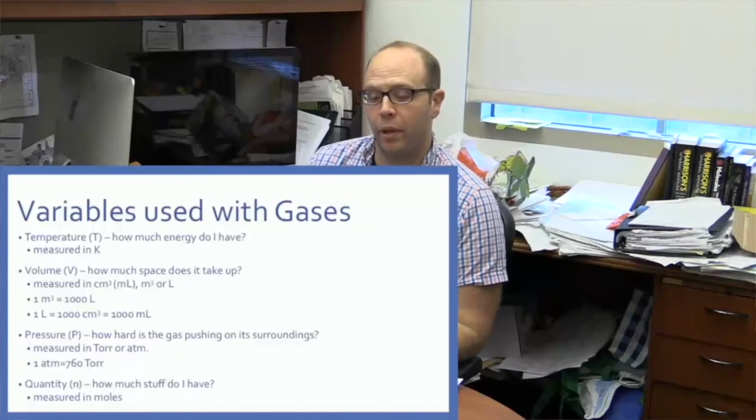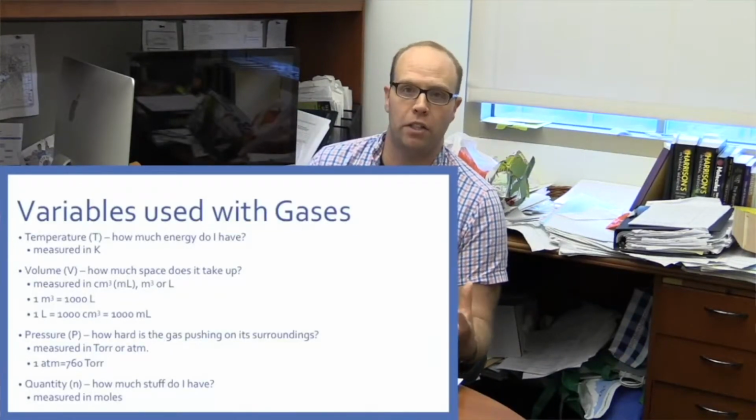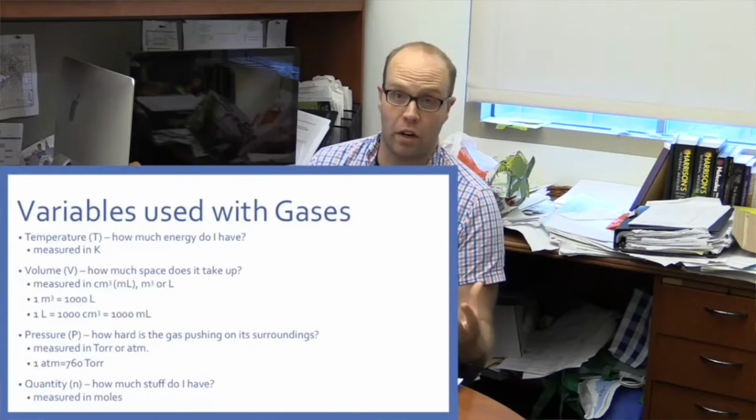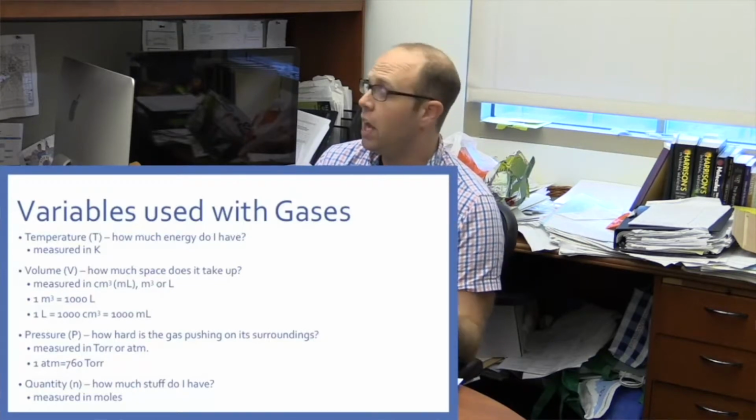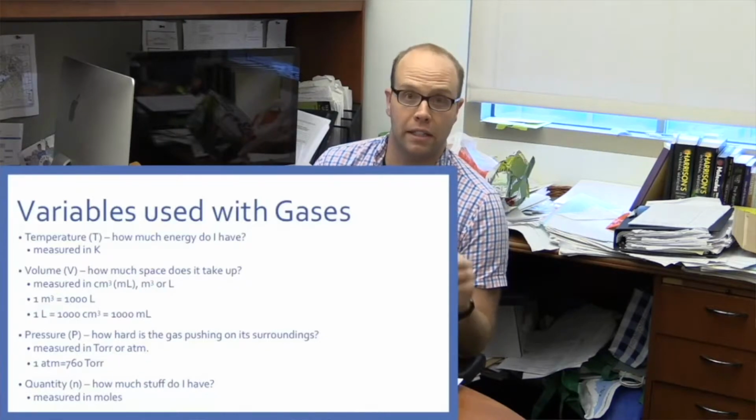The first property we really want to look at is temperature. So this basically is just a measure of how much energy is around, how fast are these gas molecules moving. It's important that we always measure our temperature in this lab in Kelvin.